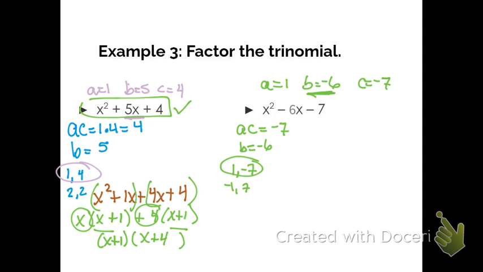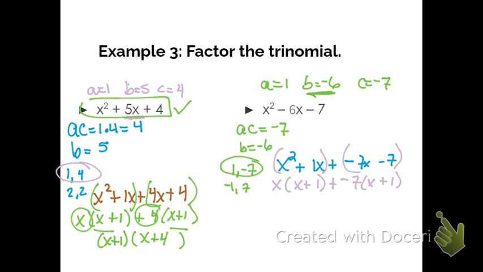So now I'm going to rewrite the problem where I rewrite the negative 6x as a 1x and a negative 7x. Then I use grouping, and I factor out GCFs. Don't forget, for this second set of terms, if the leading coefficient is negative, you must factor out a negative. So negative 7x and negative 7 are both negative, so I have to take out a negative 7.